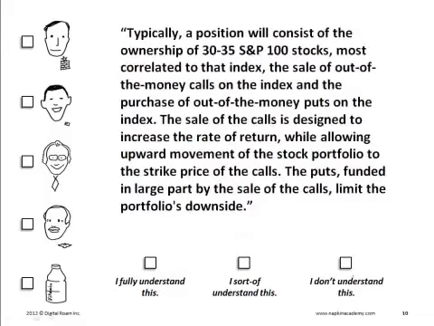Quote number 3. Here's another one. Typically, a position will consist of the ownership of 30 to 35 S&P 100 stocks, most correlated to that index, the sale of the out-of-the-money calls on the index, and the purchase of the out-of-the-money puts on the index. The sale of the calls is designed to increase the rate of return, while allowing upward movement of the stock portfolio to the strike price of the calls. The puts, funded in large part by the sales of the calls, limit the portfolio's downside.